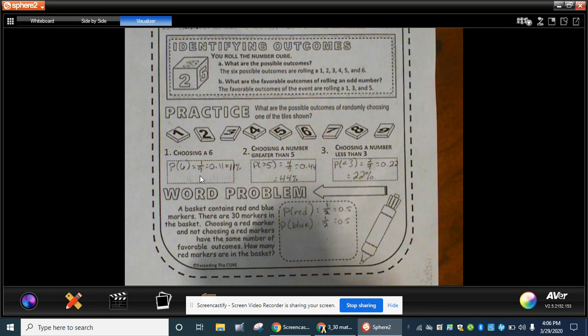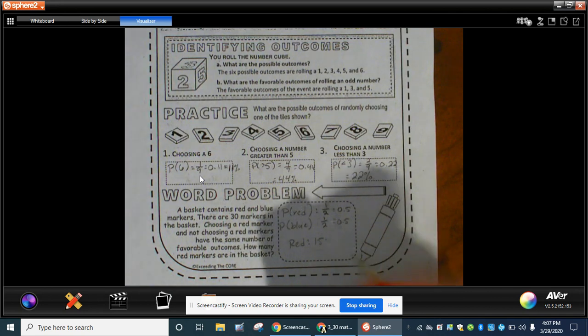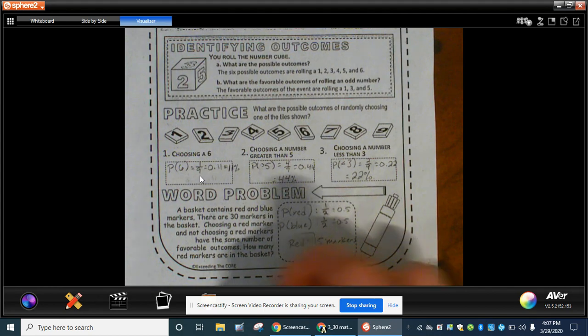So choosing a red marker. How many red markers do you have? Well, you take 30 and divide it by 2, you should get 15. So you should have 15 red markers.